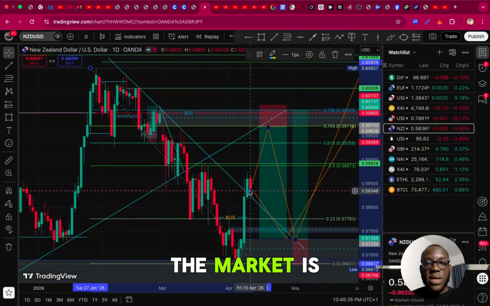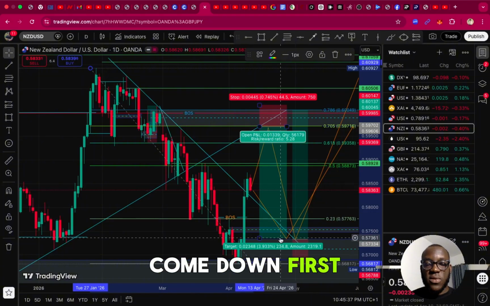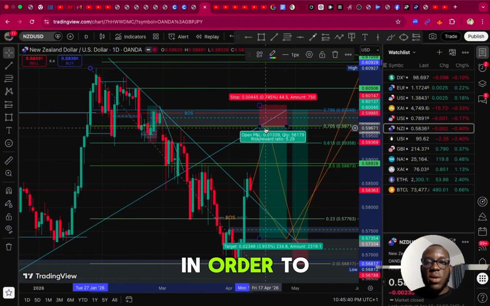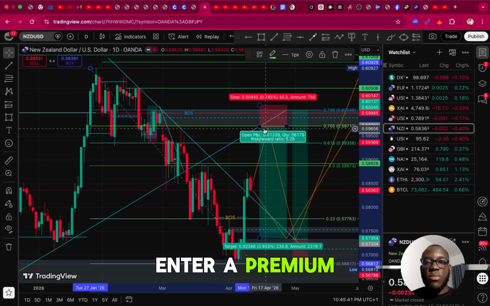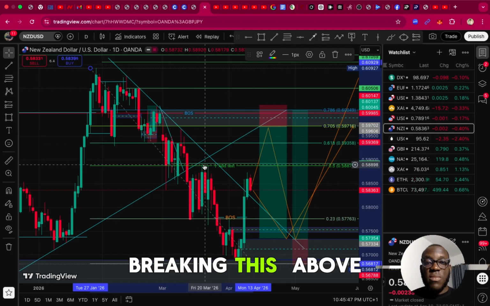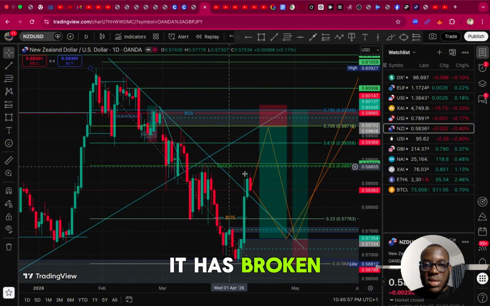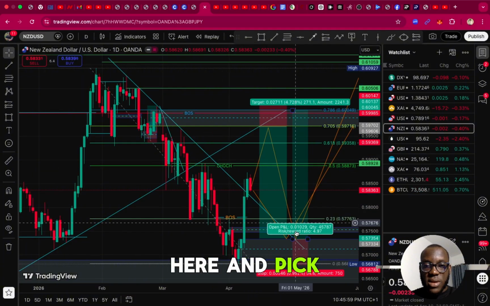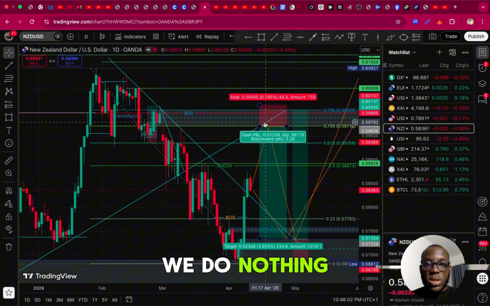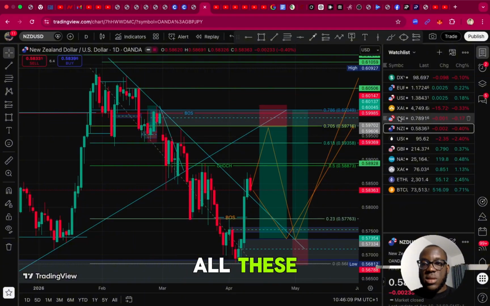I feel that the market is not going to come down first. It's going to go up in order to enter a premium level, and also with the same process, breaking this above this as a change of character. When it has broken it, then it drops down here and we pick. So we wait, we do nothing until it comes here. It will come here first. So we're going to be following all these one after the other.